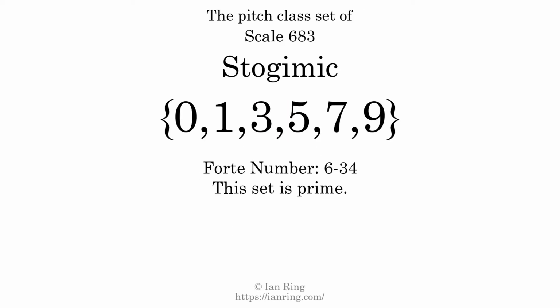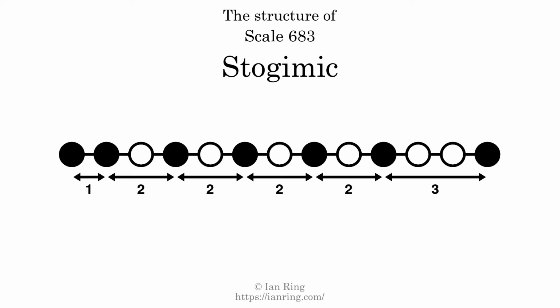The pitch class set for this scale is 0, 1, 3, 5, 7, 9. The fault class is 634. This set is prime. The structure of a scale is a description of the interval distance between each successive tone. This scale has a structure of 1 2 2 2 2 3.